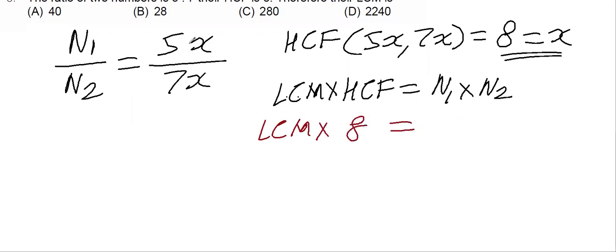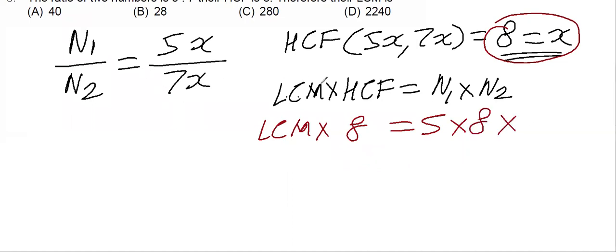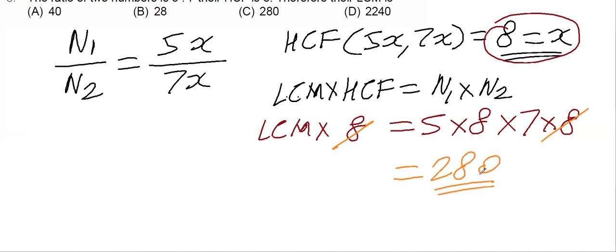What are the two numbers? N1 is 5 into x. What is the value of x? The value of x is 8. Into N2. What is N2? 7x. So I'm going to write 7 into x, x is 8. So here when I solve further, this 8 and this 8 get cancelled, and then 5 2s are 10, 7 4s are 28. So 280 will be the LCM. This 280, C is the correct answer. Got it?